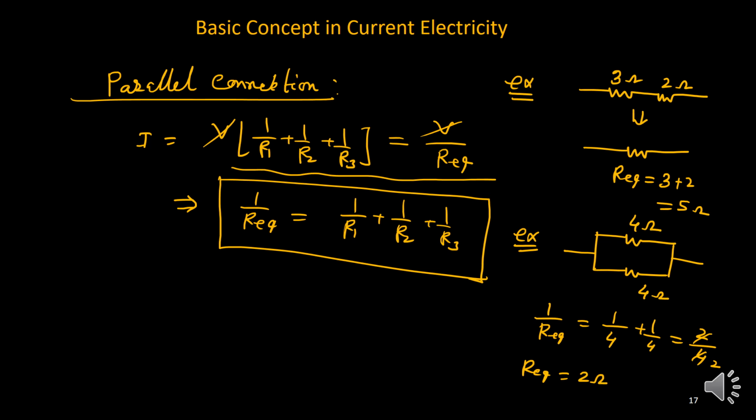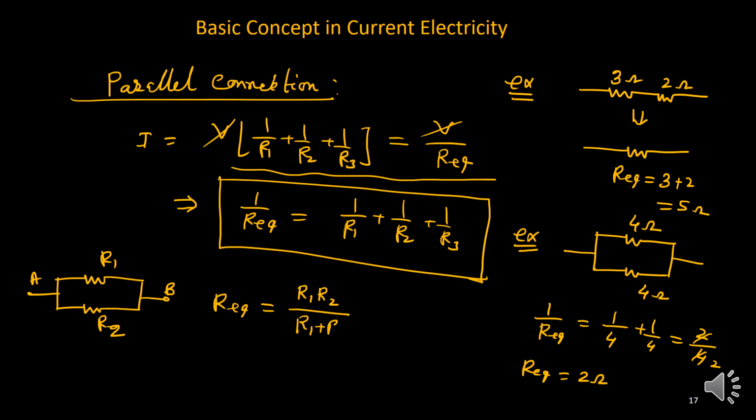So the interesting thing here is that if I have only two resistances, this is your R1 and R2, between these two points A and B, R equivalent can be found easily: that is R1 into R2 upon R1 plus R2. Multiplication of these two resistances by the addition of these two resistances. So if you use this, it is 4 into 4 upon 4 plus 4. You will get again 2 ohm.